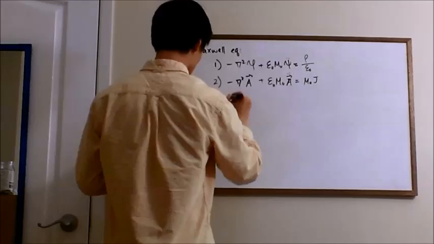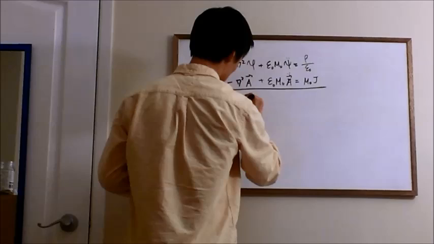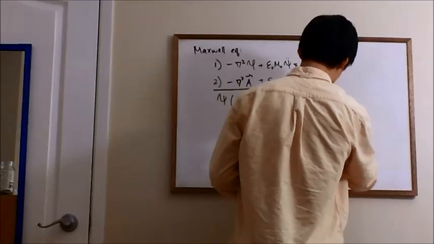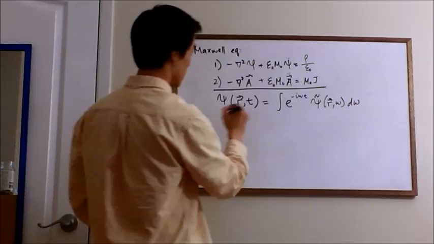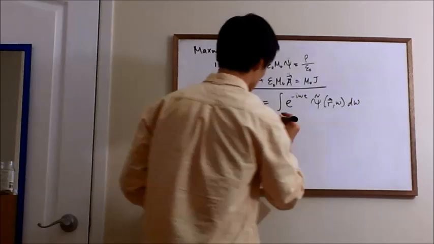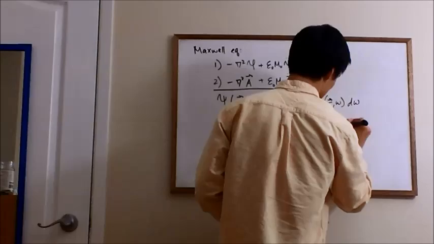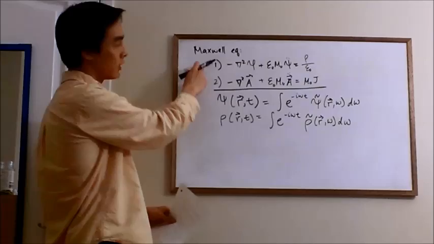So we know phi, just by the definition of the Fourier transform, is equal to the integral of e to the negative i omega t phi tilde. And rho then becomes, by the same token, and next, we're just going to plug these equations back into the very first equation, like this.